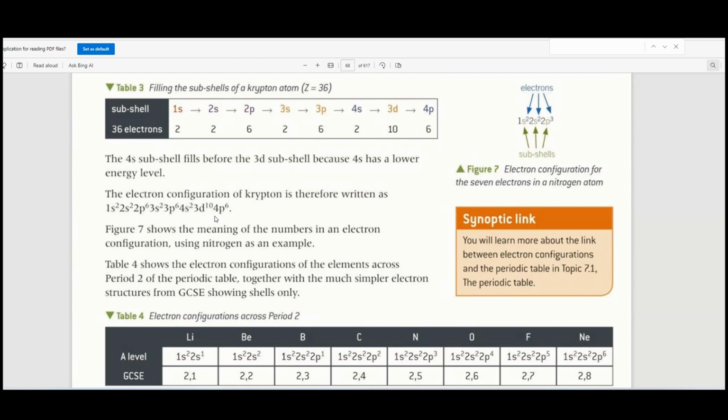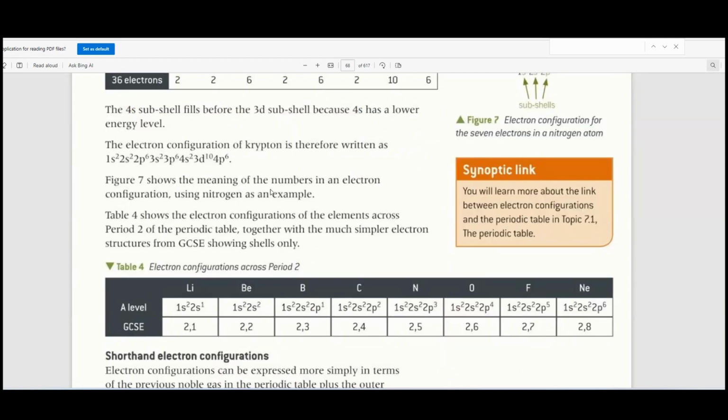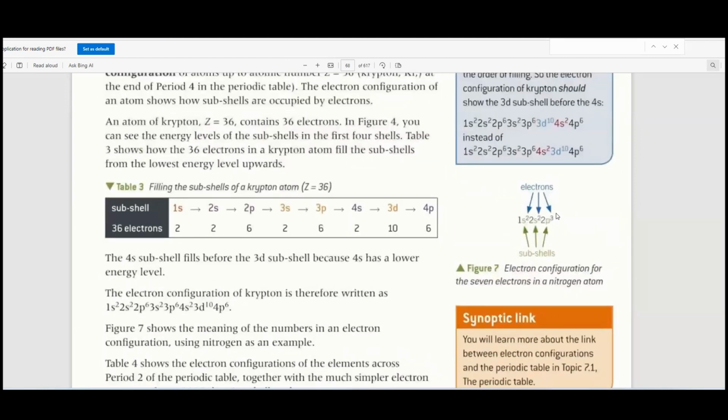All right. So figure 7 shows the meaning of the numbers in an electron configuration using nitrogen as an example. That's why the iPad will come in handy if I'm able to edit the videos on it. So where is figure 7? I think you can do it yourself.